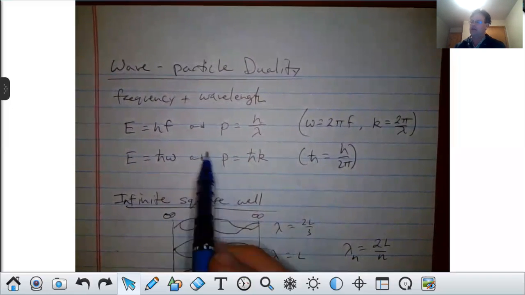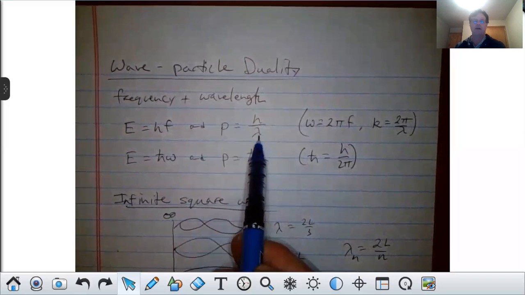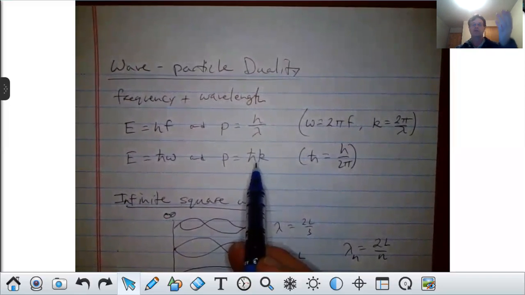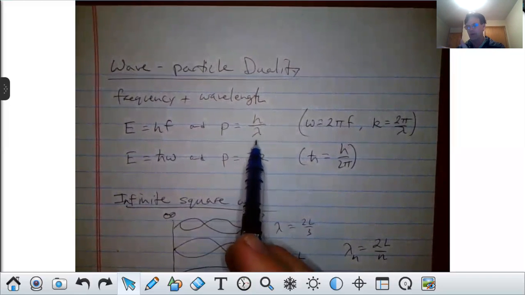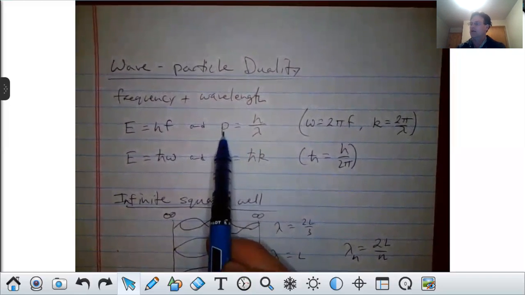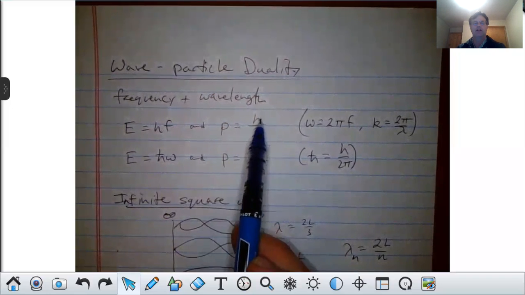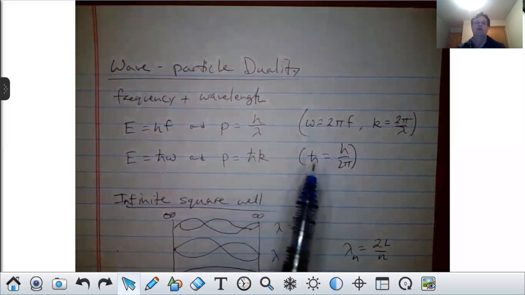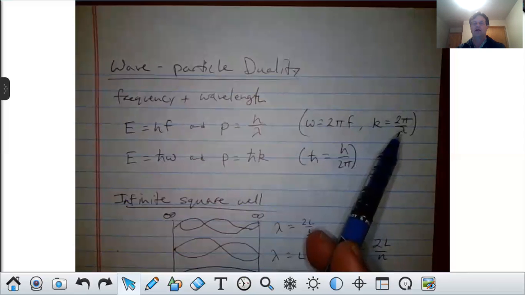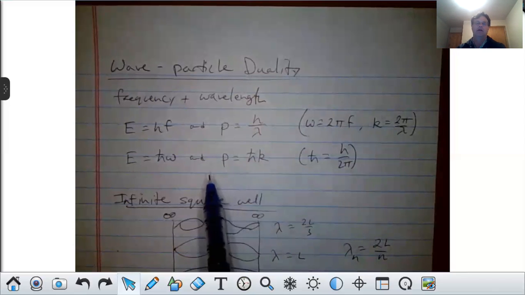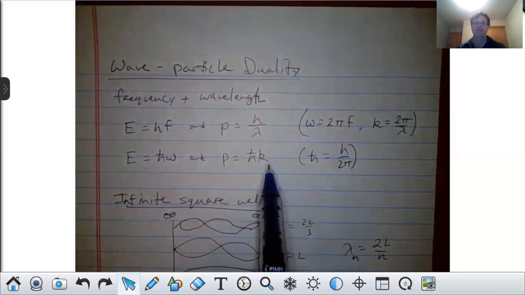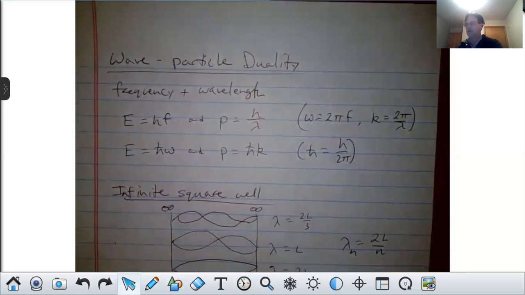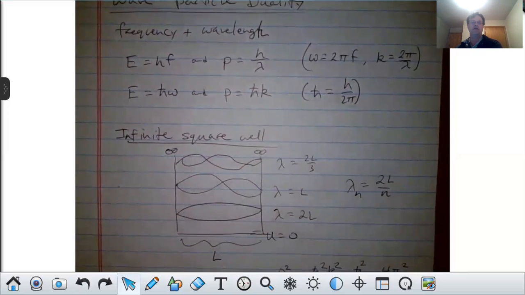The other equation is the momentum-wavelength relationship, which is true both for photons and for particles like electrons: the momentum is equal to Planck's constant over the wavelength. I can define a wave number, k equals 2 pi over lambda, and this is often written as p equals h bar k.